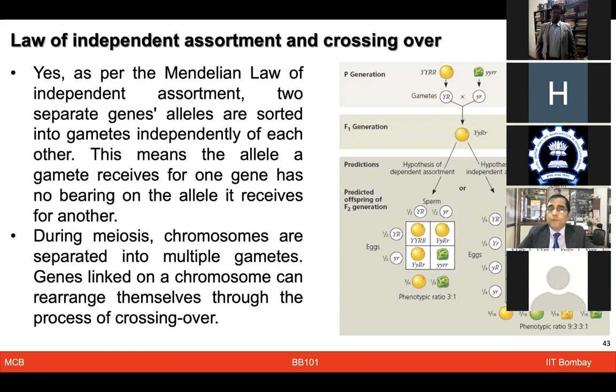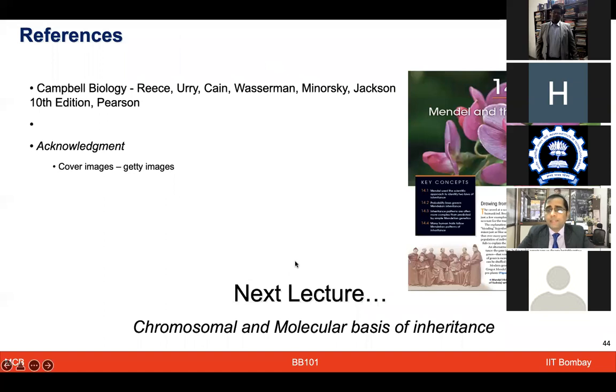Yes, I think what we learned in meiosis, when the gametes are showing recombination, is quite linked here. During meiosis, chromosomes are separated into multiple gametes, and likewise we see here in the law of independent assortment that these characteristics which are being inherited still form their separate entities or separate characteristics. I think that's pretty much it for most of the questions which you have asked.